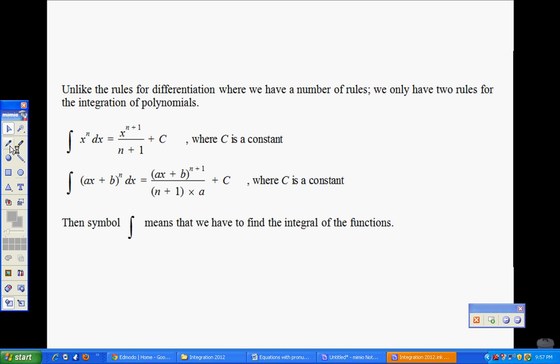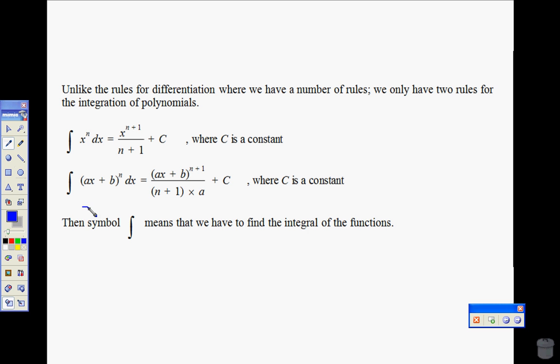Now we want to look at another rule for using an integration. Now, as we've said in class, there's not as many rules that we have to follow for integration as there are for differentiation. So there's only one more that we really need to follow when we talk about polynomials, and that's this one here, where we've got a function inside a bracket.